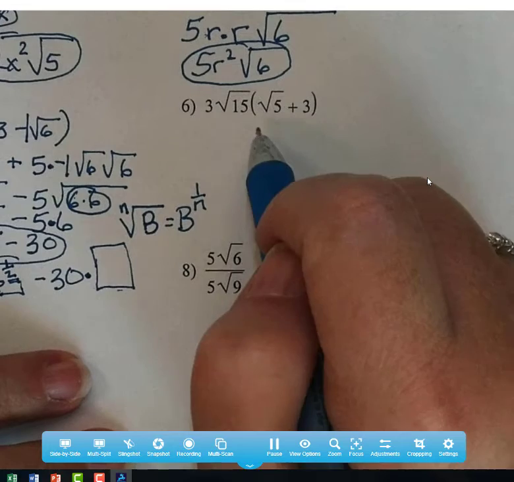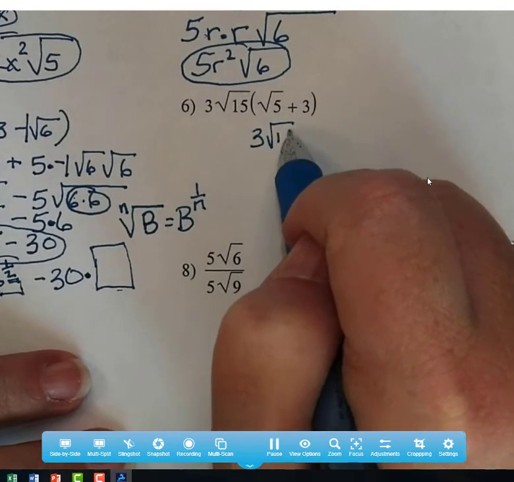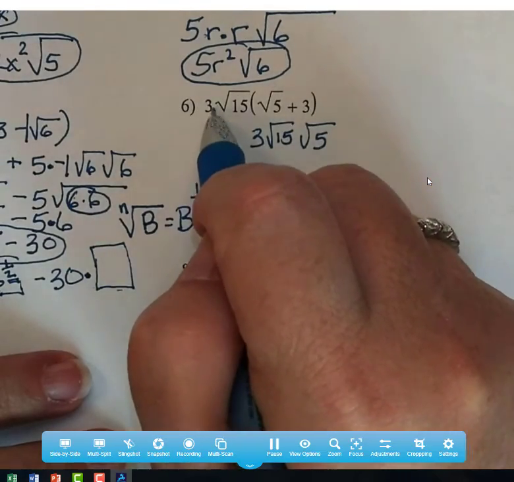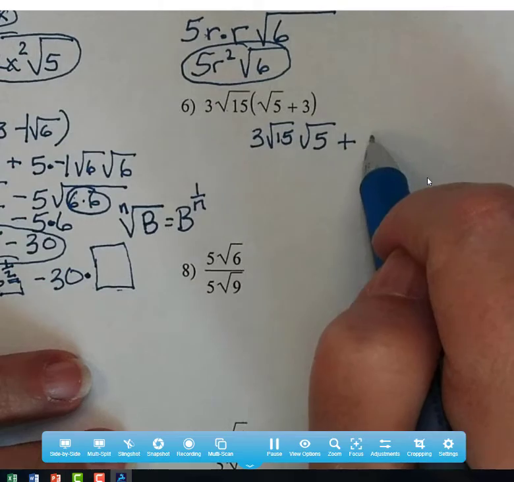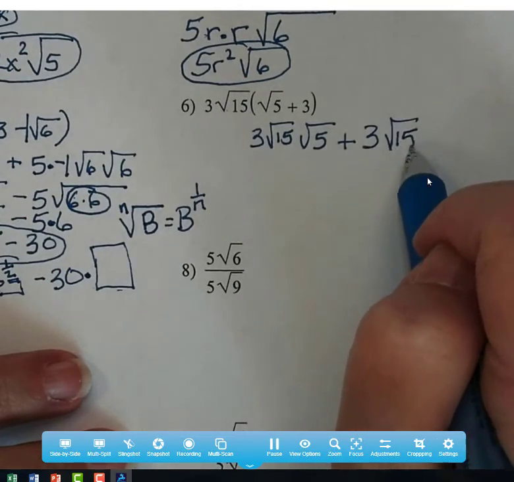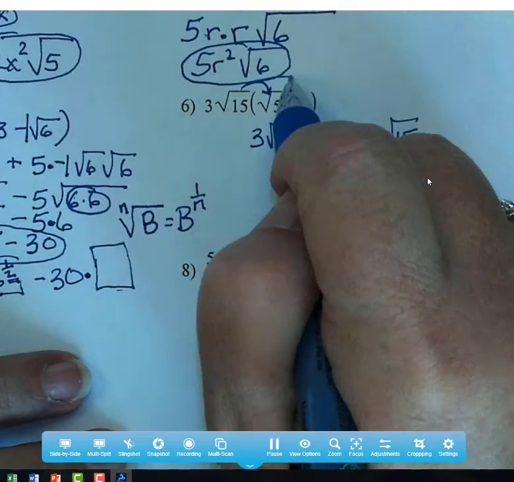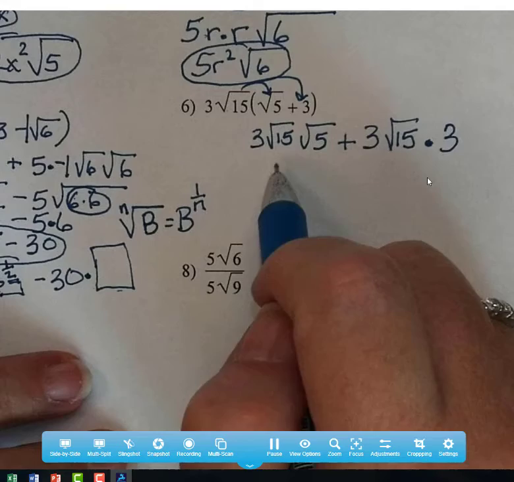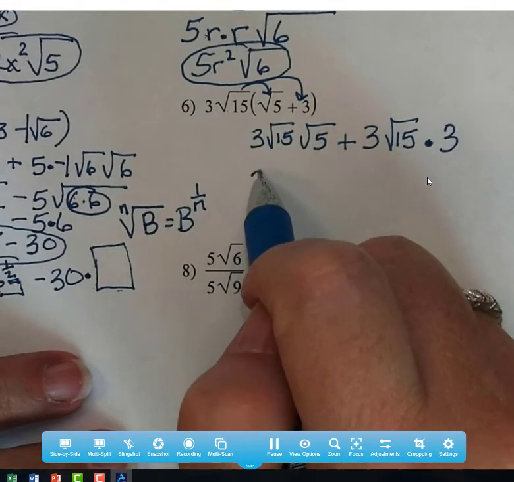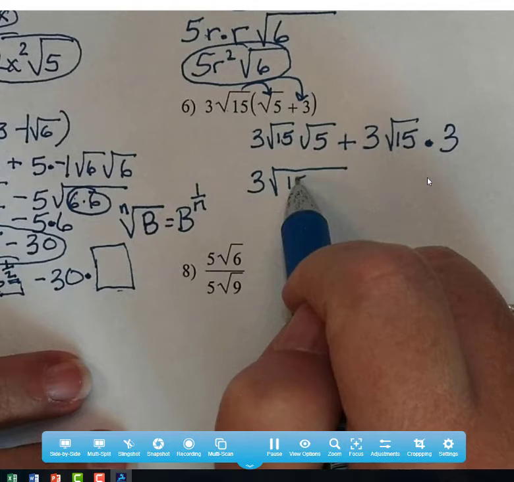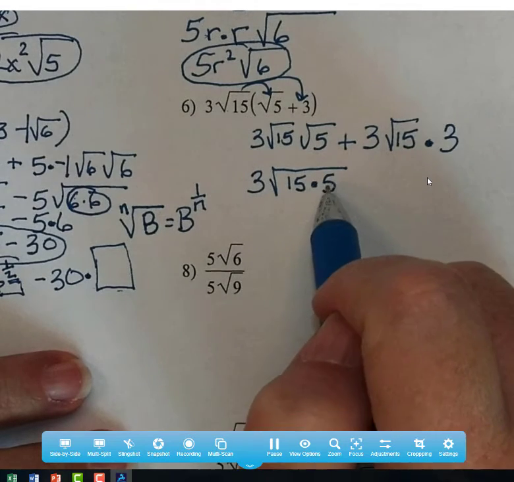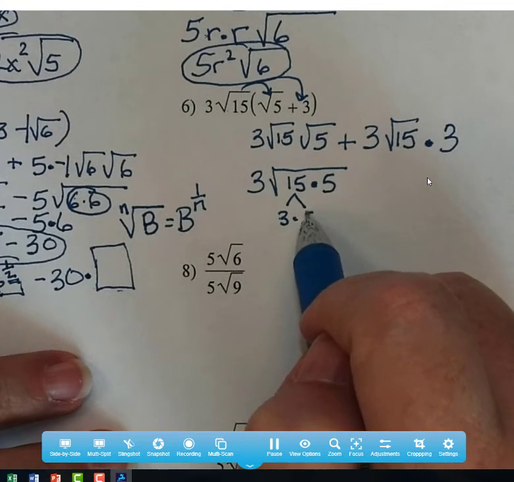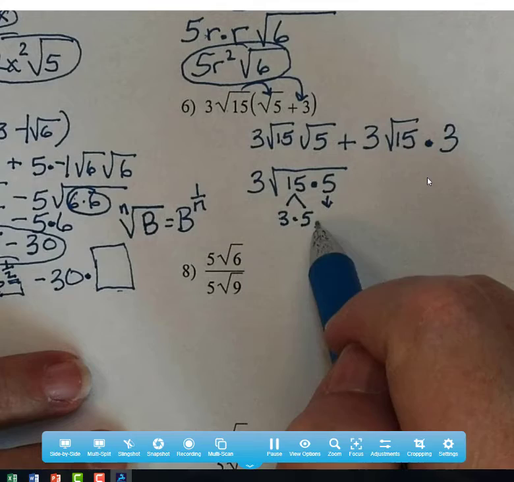Okay, on this one over here, I'm going to take 3 square root of 15. I'm going to multiply it by the square root of 5. And then 3 square root of 15 is positive, so I'm going to say plus 3 square root of 15. So I did that, and now I'm doing this one, times 3. Okay, so these have the same index, so I can combine them. But instead of making the numbers bigger, I'm going to actually not multiply them, and I'm going to say that this is 3 times 5. And then this is going to come down times 5.